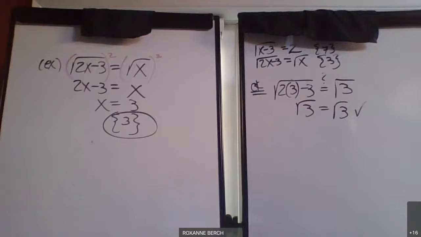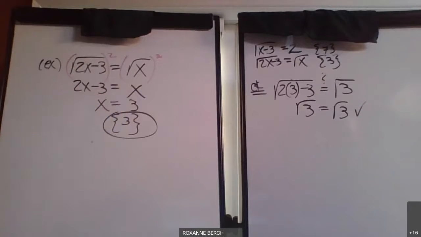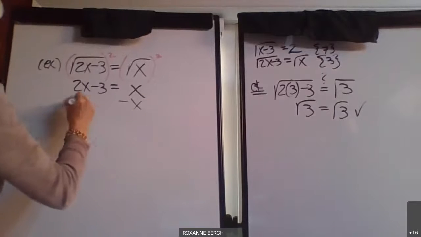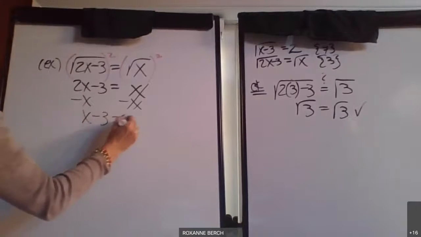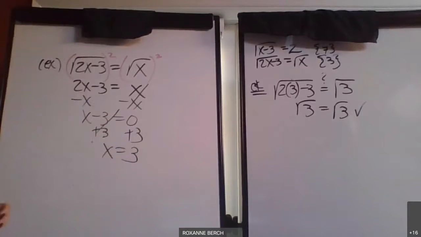Ms. Bridge, can you explain what happened to the 2x again? Subtract x from both sides. You get a 0 and you get an x. Add 3 to both sides, you get 3. So you subtracted 2x by the x and it turns into x, right? Subtract x from both sides, you get x minus 3 equals 0. Add 3 to both sides, x equals 3, right? You guys okay?